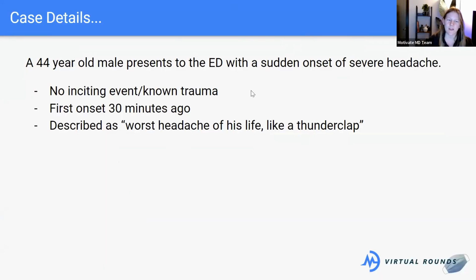So we're going to start with our case. We have a 44-year-old male who presents to the emergency room with sudden onset of severe headache. He has no inciting event known or trauma that happened, and the first onset was 30 minutes ago. He's described this headache as the worst headache of his life and like a thunderclap.